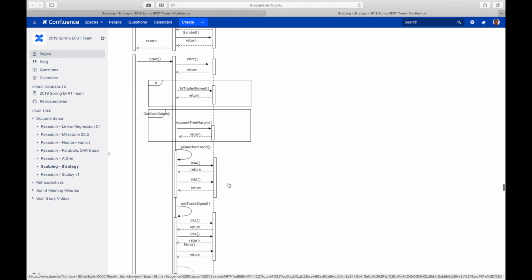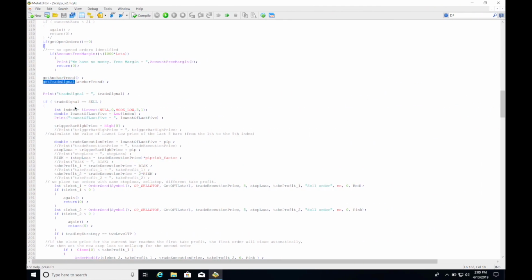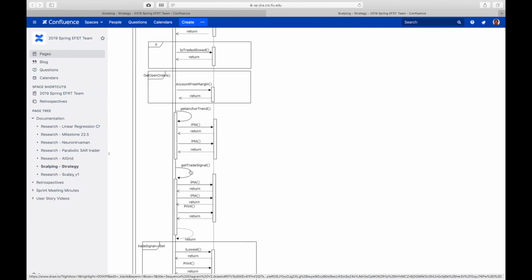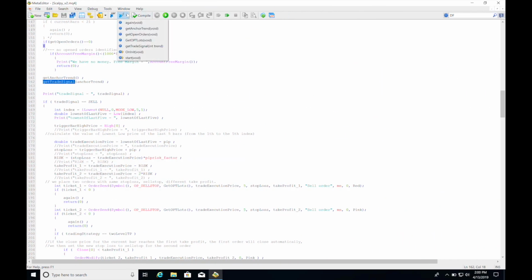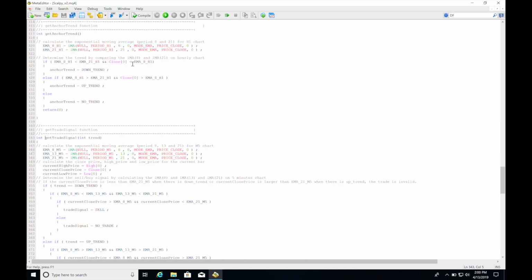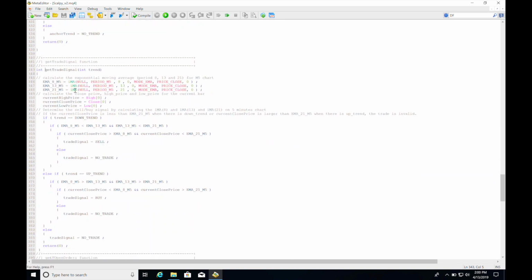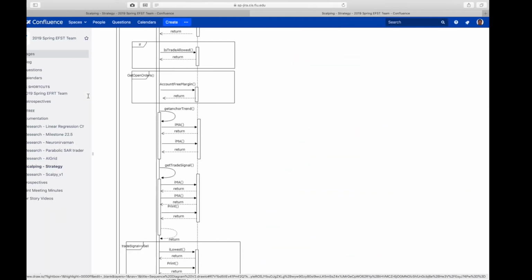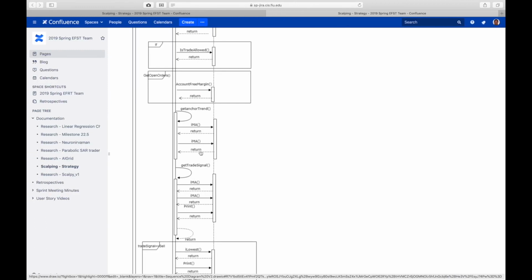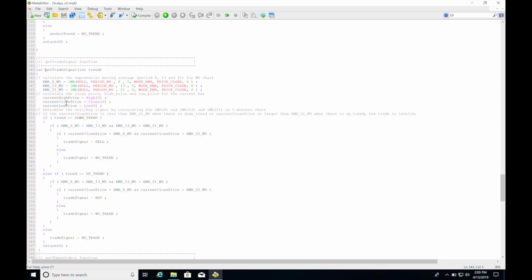So that was the trend. And get trade signal, using the anchor trend first. We're going to go into get trade signal. It's going to calculate those 3 AMAs for the period M5 at 8, 13, and 21 respectively. And that is done here in all of these. We're going to calculate our high, close, and low price of the current trend.